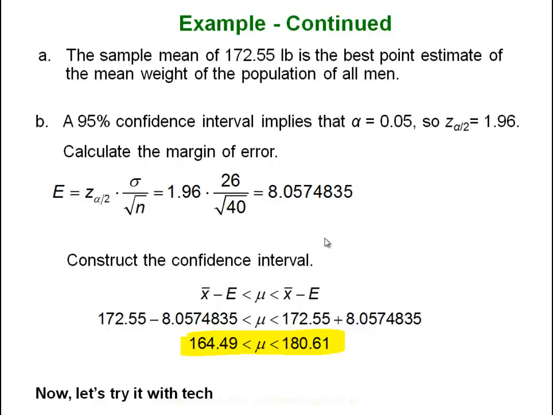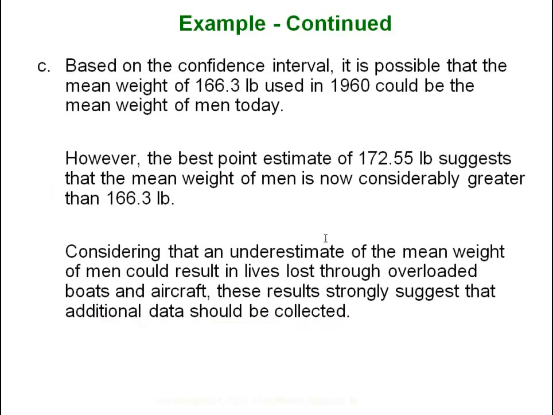So you really wouldn't be able to say with any level of confidence that this estimate of 166 is too low, but it's getting close. And since an underestimate would result in lives lost due to things being overweight, this data would suggest they should probably rethink their estimates.